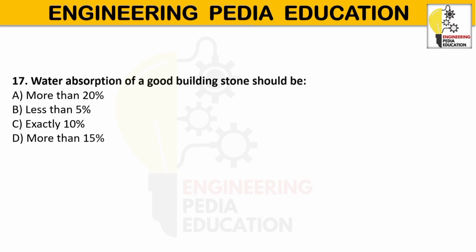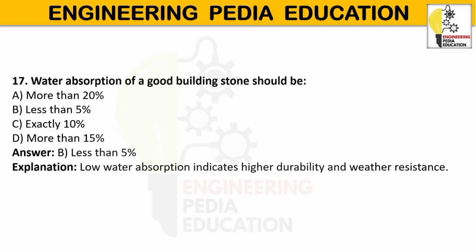Water absorption of a good building stone should be more than 20%, less than 5%, exactly 10%, or more than 50%? So the correct answer is less than 5%. Low water absorption indicates higher durability and weather resistance.